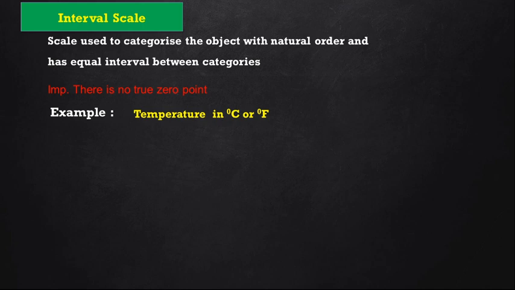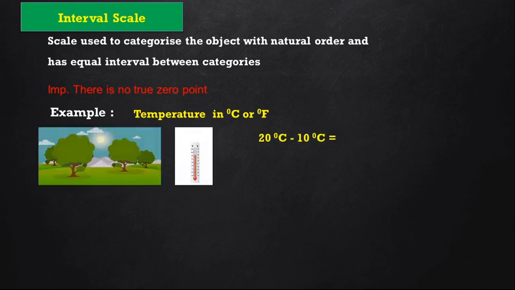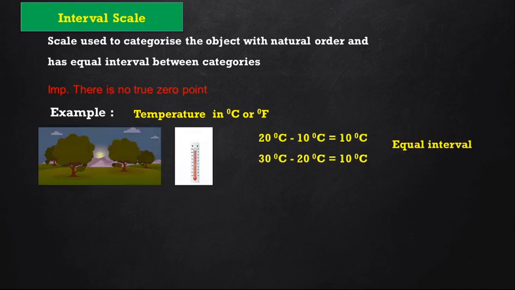A classical example of this scale is the temperature in degree Celsius and degree Fahrenheit. We say that the difference between 20 degree Celsius and 10 degree Celsius is 10, while the difference between 30 degree Celsius and 20 degree Celsius is also 10 degree Celsius. So, here we can say that there is an equal interval between the differences of the two categories.